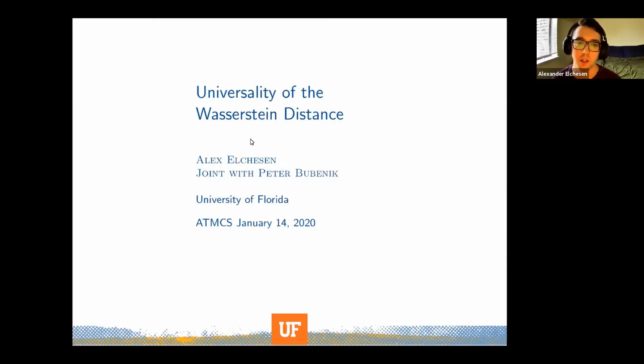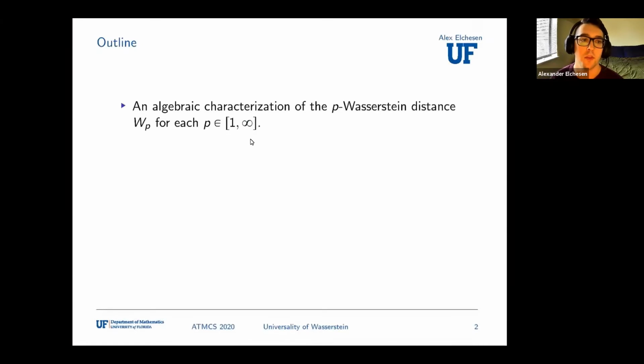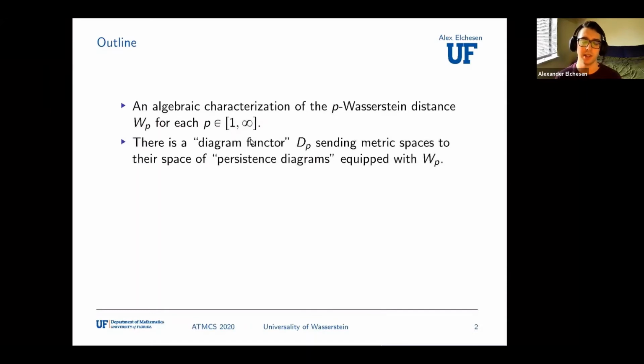So I'm going to be talking about a universal property of the Wasserstein distance. This is joint work with my advisor, Peter Bubenik. What we do is we give an algebraic characterization of the p-Wasserstein distance for each p from 1 up to and including infinity. This takes the form of a diagram functor, D_p, which takes as input metric spaces and outputs its space of persistence diagrams, which I'll define, equipped with the p-Wasserstein distance. The main result is that this construction is universal in a sense that I'll describe.